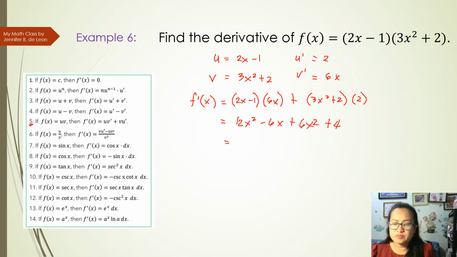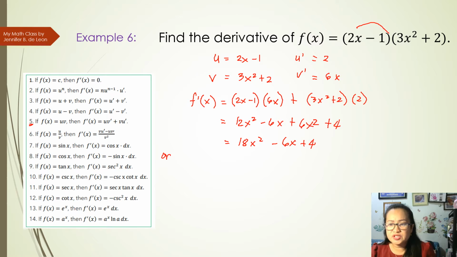So, simplifying, we will have 18x squared minus 6x plus 4. So, the derivative of the given function is 18x squared minus 6x plus 4. Now, let's verify. What if we apply the FOIL method first and then get the derivative? We will use the FOIL method to get the product of these two binomials.